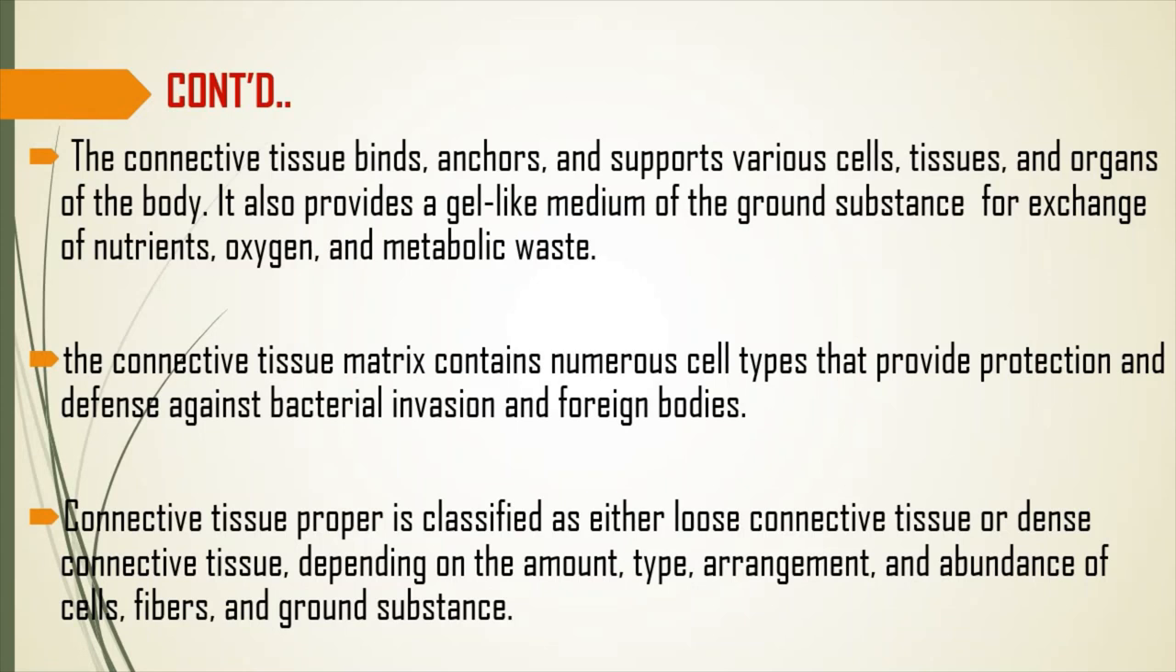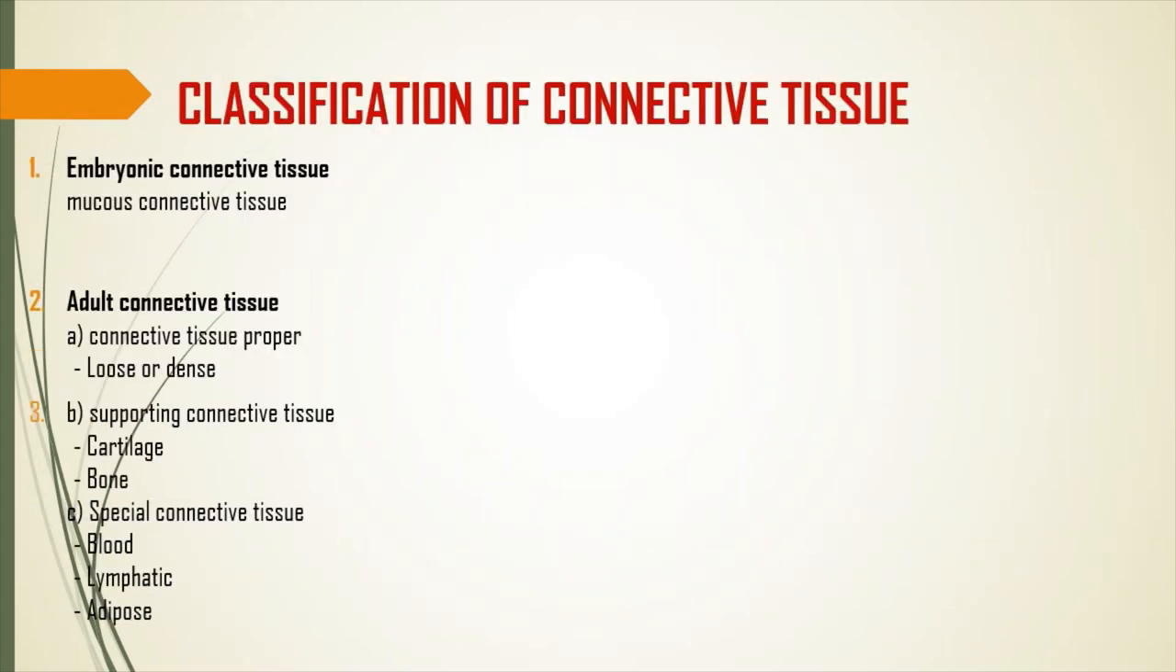Now, the connective tissue chiefly binds and anchors and supports various cells, tissues, and organs of the body. The connective tissue matrix contains numerous cell types that provide protection and defense against bacterial invasion and foreign bodies. So what you should know and understand is that connective tissue has white blood cells that are involved in immunity. Okay, so connective tissue proper is classified as either loose connective tissue or dense connective tissue, depending on the amount, the type, arrangement and abundance of cells, fibers and ground substance that are in that connective tissue.